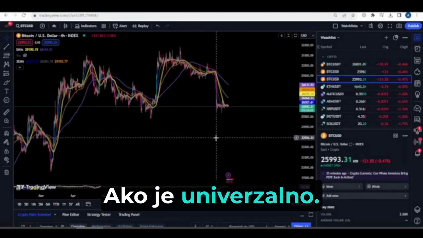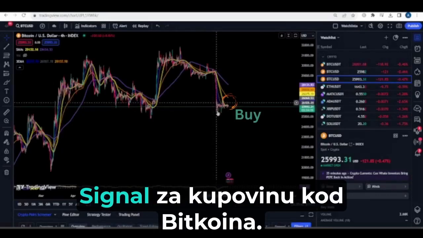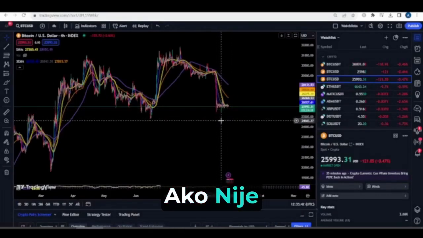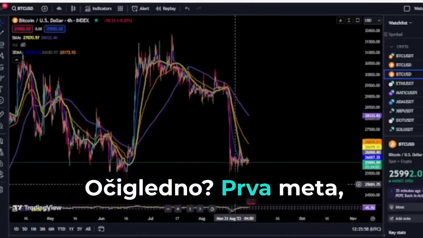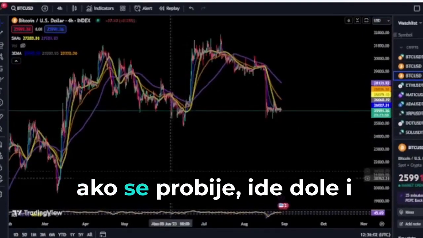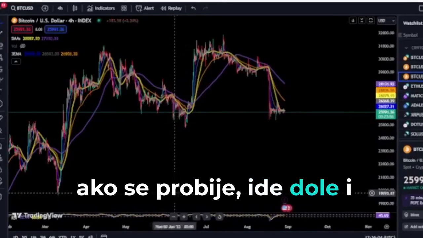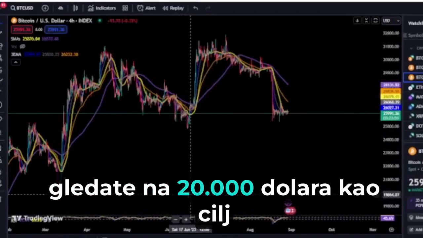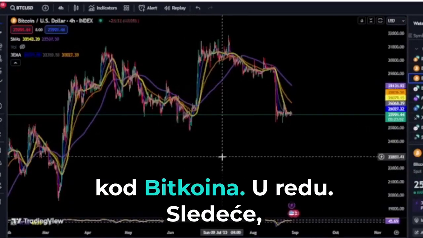If it was universal, it would be a glaring short-term buy signal on Bitcoin. It's not. Where is your target? Obviously, first target I've talked about, right around 25,000 on this. If it breaks, you're going all the way down here, and you're looking at $20,000 as a target on Bitcoin.